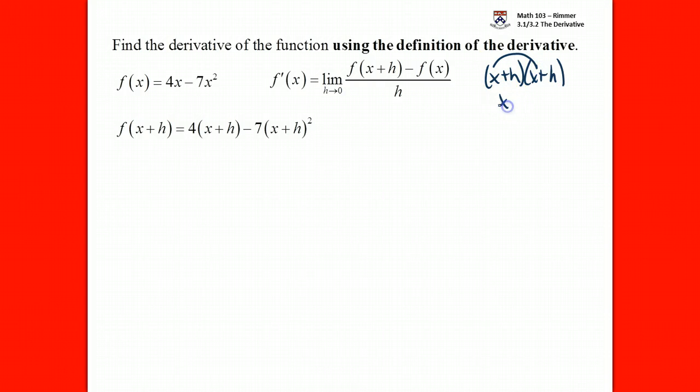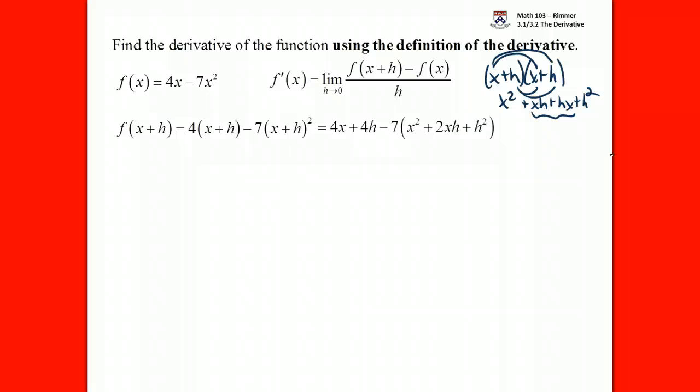The first terms will give you x squared. You'll get an xh. You'll get an hx. And then you'll get an h squared. But these are the same. We could just put them together and say we have two of them. And so we get 2xh, and then the x squared, and then the h squared.